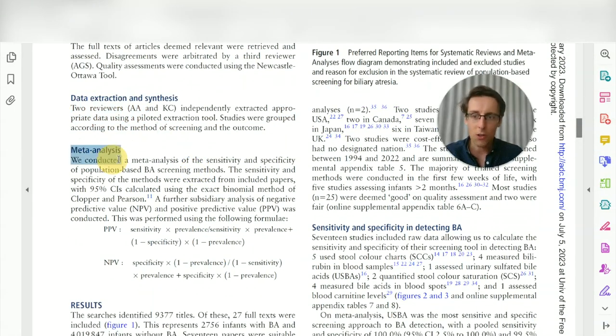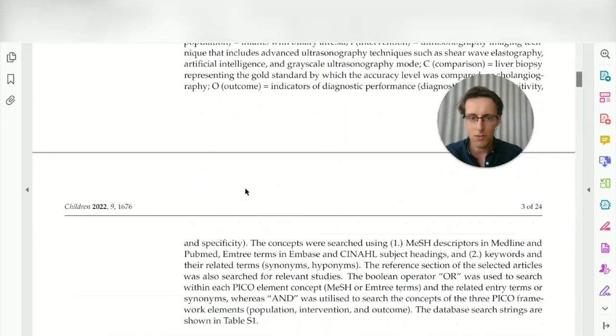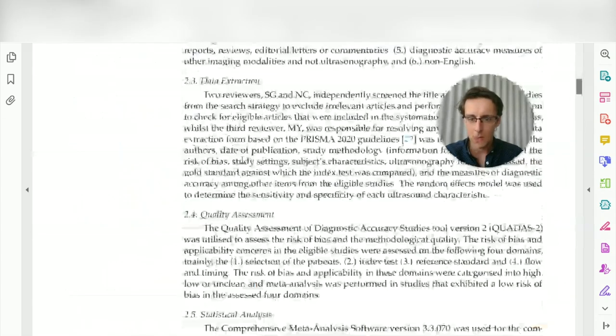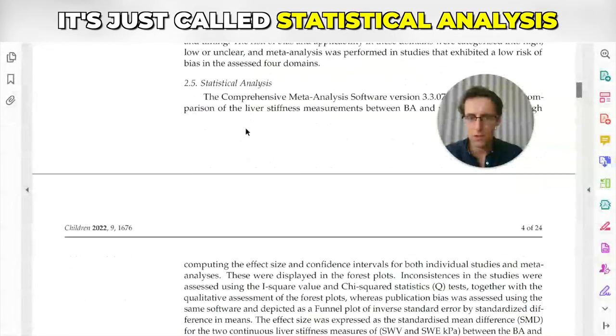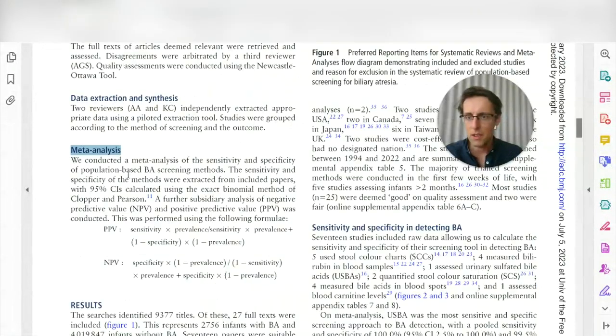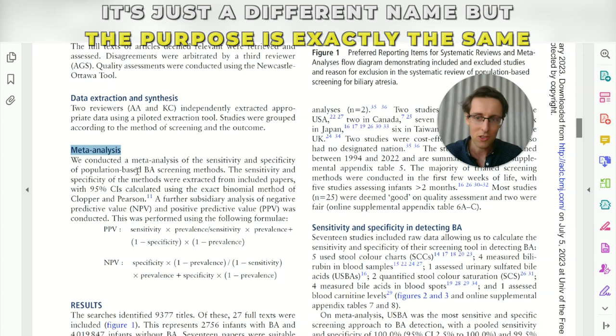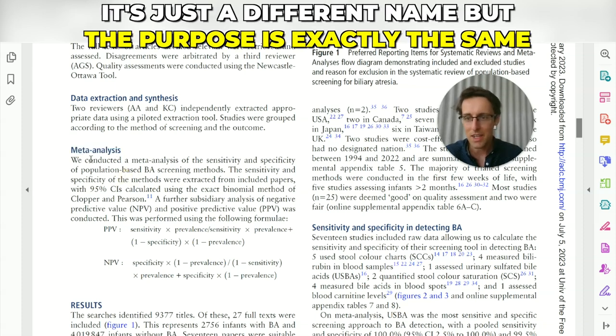And then in here, instead of calling it statistical analysis, so if we look at the previous materials and methods that I showed you, right? It's just called statistical analysis. Whereas in here, it's called meta-analysis, because really a meta-analysis is a statistical analysis of previously conducted studies. Okay, so it's just a different name, but the purpose is exactly the same.